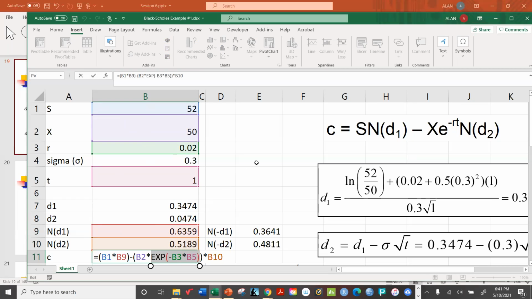All right, so because this is not really an Excel class, if you don't get this, it's okay, but it would be nice if you could get it on your own. But this is how it's done.